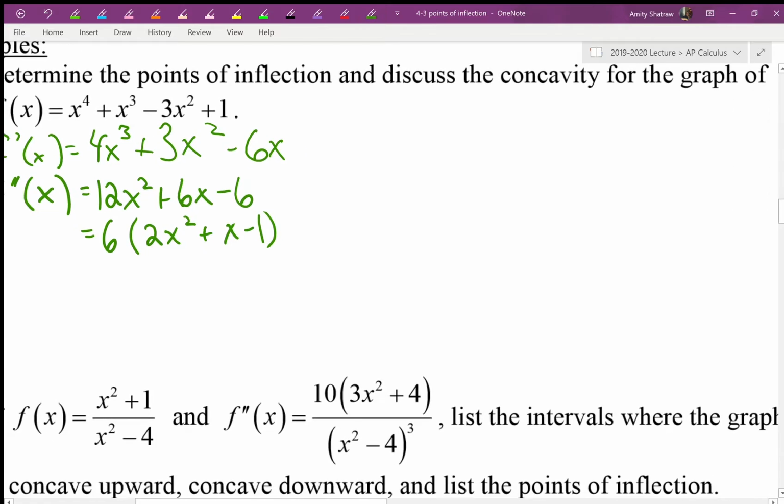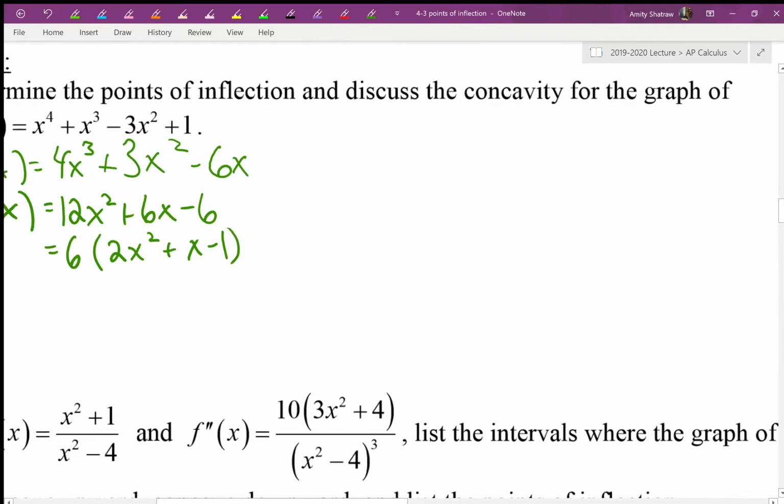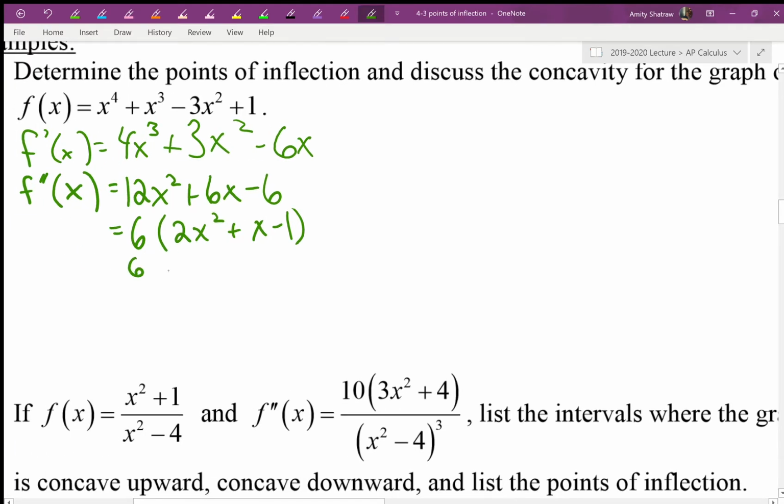Now I have taken a moment and I factored it your guys' way. There it is, the big X. So you could pause it and write it down, make sense of it. But I'm just going to write down this piece and this piece right here, which is 2x minus 1 and x plus 1, because that's what it factors into. So I have 6 times 2x minus 1 times x plus 1.